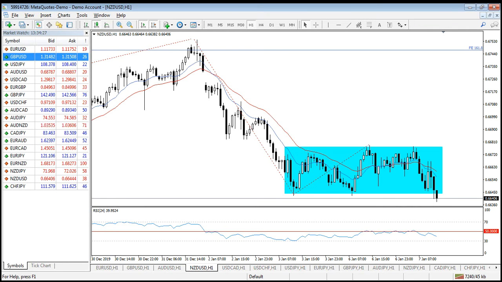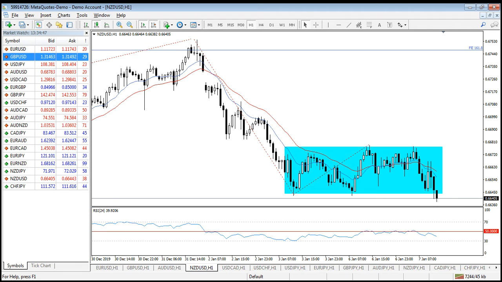I looked at New Zealand dollar as I changed my plan and went back to my previous plan for Euro USD and GBP USD. So this is the same rectangle which I had already shown in the second last analysis, and this has not been broken to the upside. Instead, it has been broken to the downside.